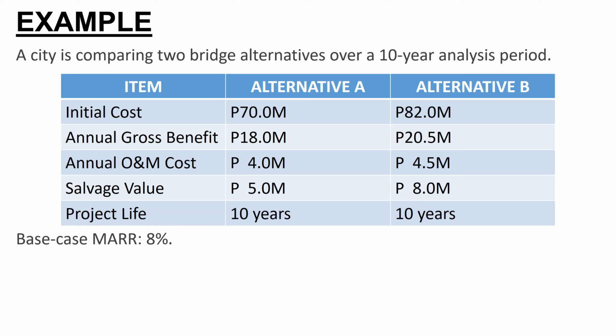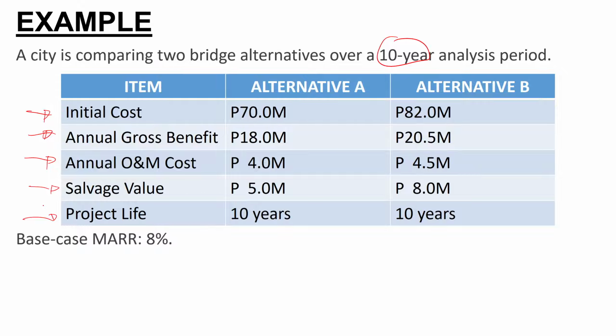So let's have our example. In here, we have a city and it is comparing two bridge alternatives. The project life is 10 years. So we have our initial cost, annual gross benefit, operation and maintenance cost, salvage value, and project life.